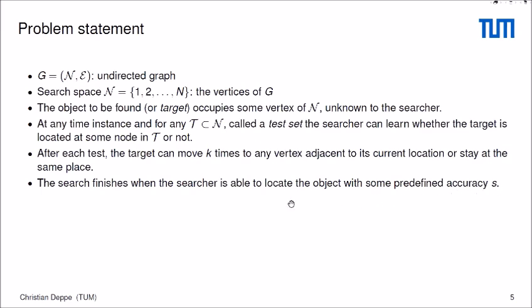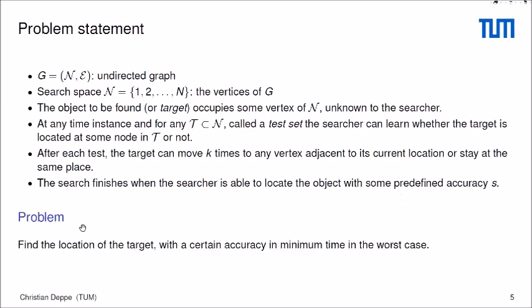Of course, it's not possible to give the exact position, because after each test, the object is allowed to move. So we are satisfied if we can give S positions and know that one of these positions is the one with the object. And now the problem is we want to find the location of the target, of course, with a certain accuracy, in minimum time in the worst case. So we do worst case analysis.